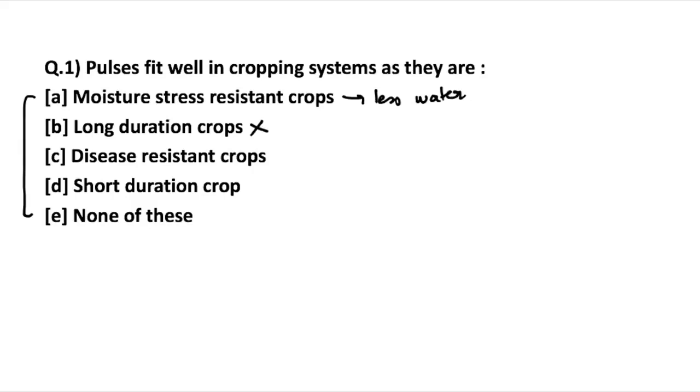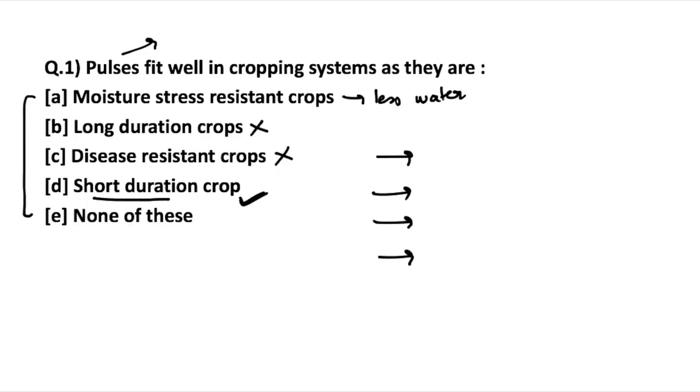Long duration crops, this is incorrect. Disease resistant crops, this is again incorrect. And the fourth one which says short duration crop. Now this is the correct statement and more appropriate than moisture stress resistant crops. Now there are various features of pulses because of which the government also suggests farmers to grow pulses when there is less water or when they are not able to grow their main crop properly.